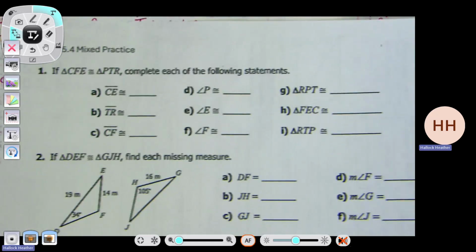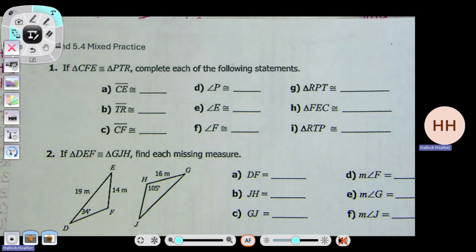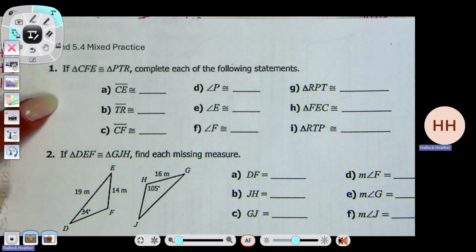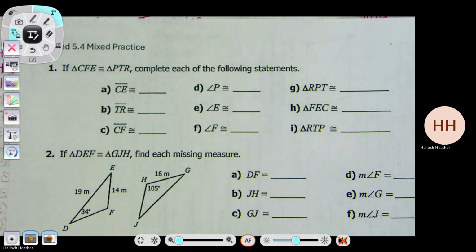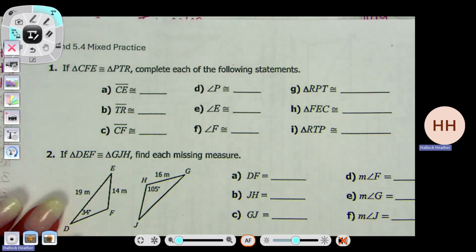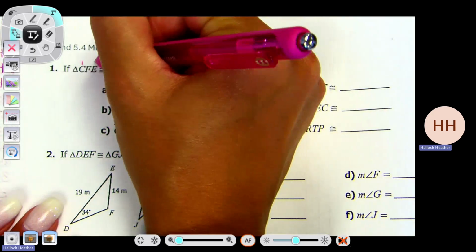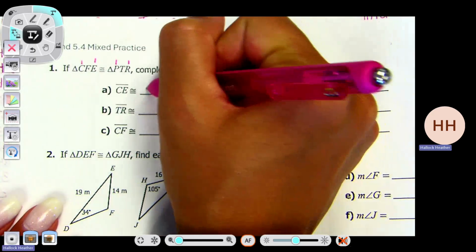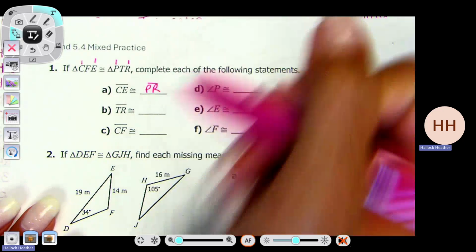Try number 1 at the top. Number 1 is matching letters because this is a review of this whole week. Take a minute, figure out what C E matches with. You're matching C E with P R. Yep. So you write PR.